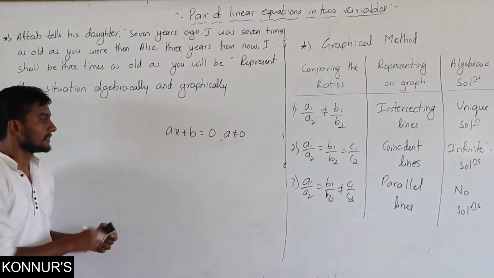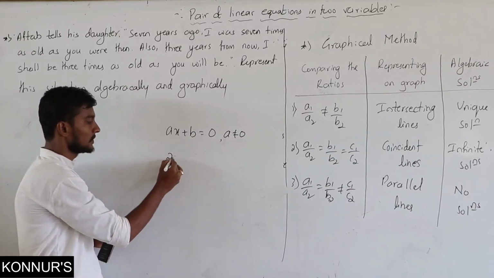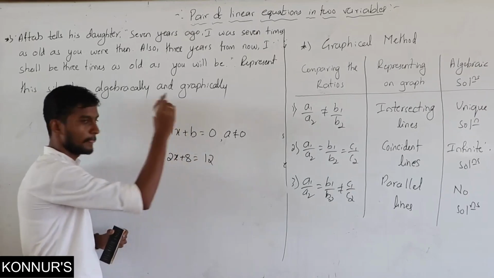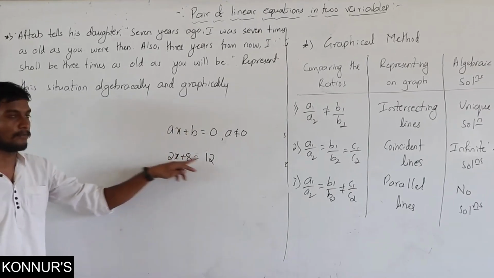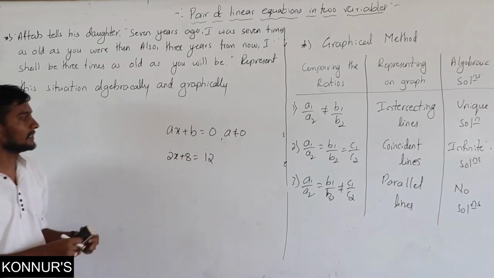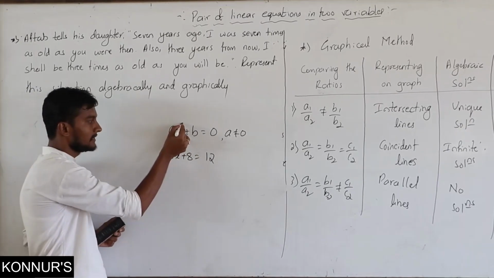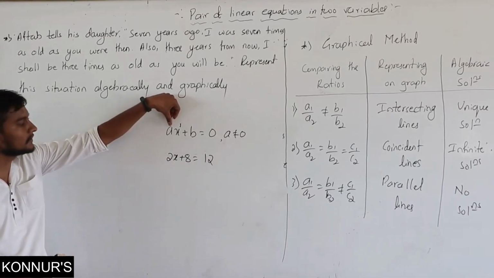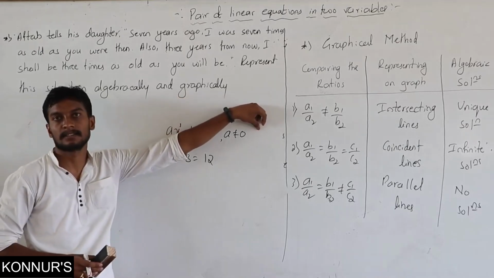Here an example for a linear equation is 2x plus a is equal to 12. It is one of the examples for a linear equation. A linear equation is an equation having degree 1. See here, if there is no power, it is always 1. So the degree of the equation is 1, so it is called a linear equation.